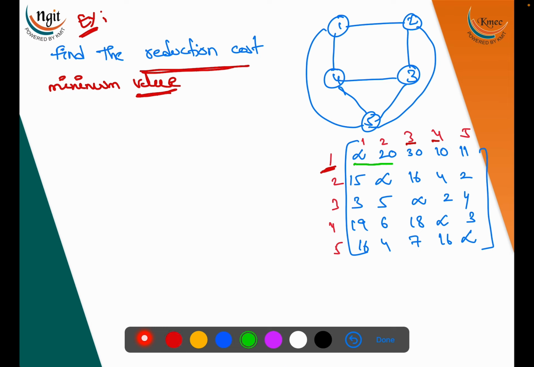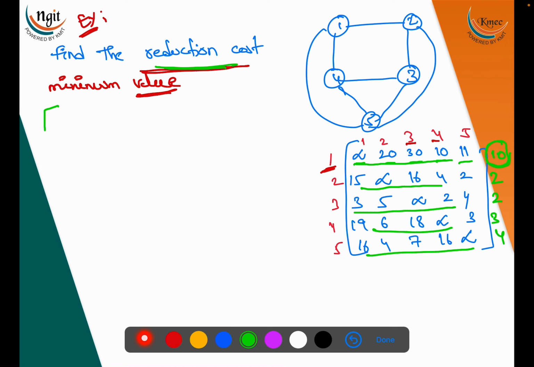What is the minimum value in this row? 10. What is the minimum value in this row? 2. What is the minimum? 2. What is the minimum? 3. What is the minimum? 4. Right? Now, the reduction cost of this matrix, or the reduced matrix, is what? You have to subtract this minimum value from each element of the first row. Right? Now, let's see what that is.